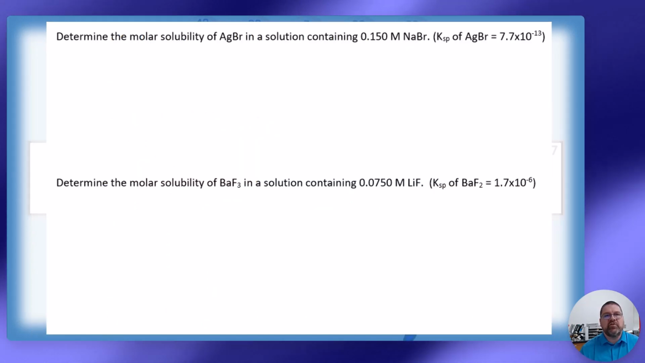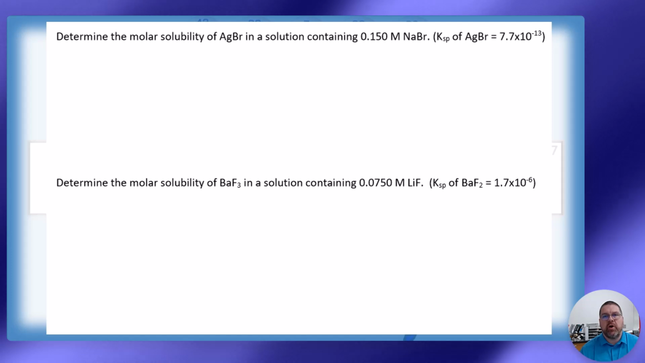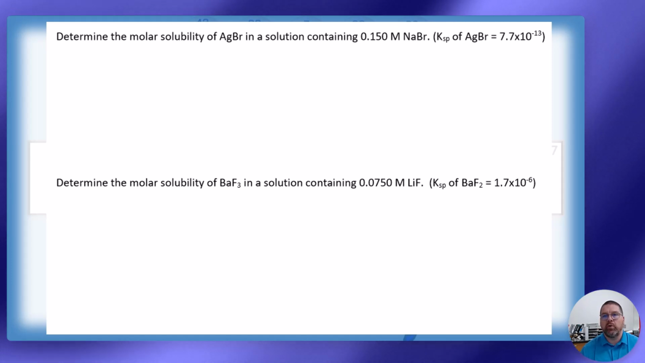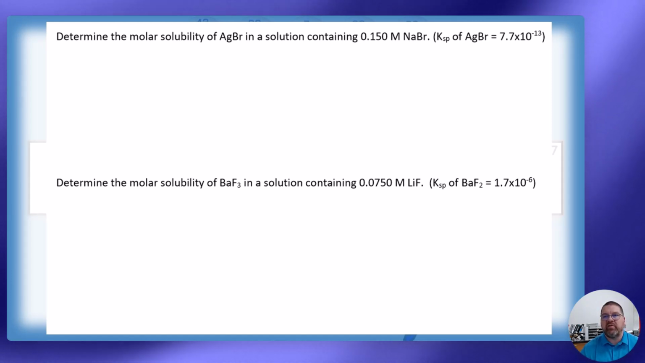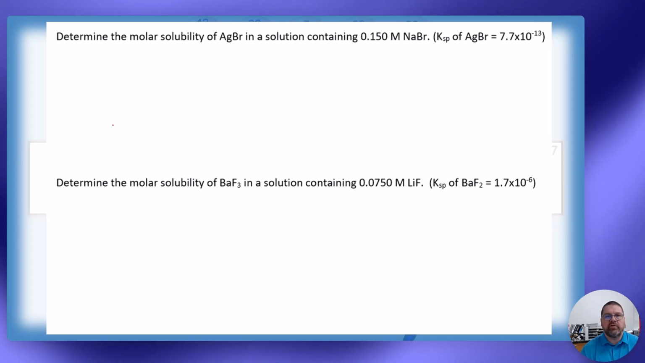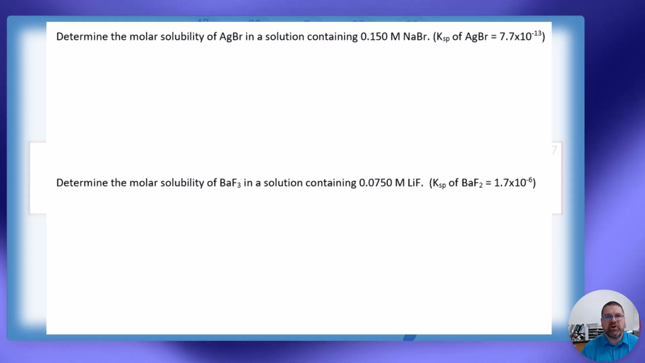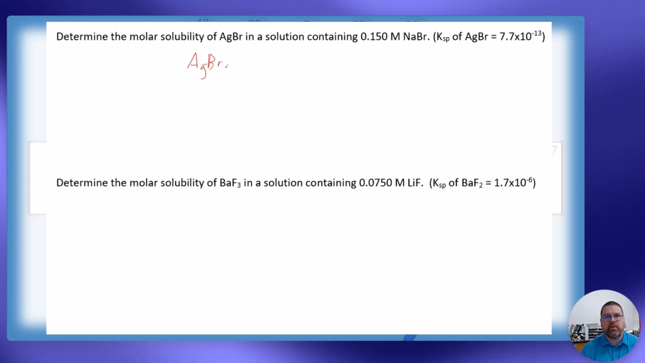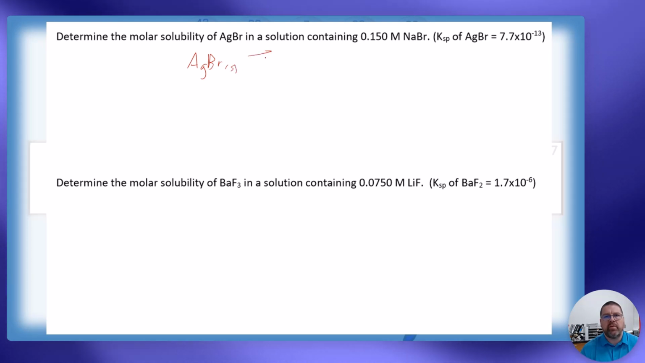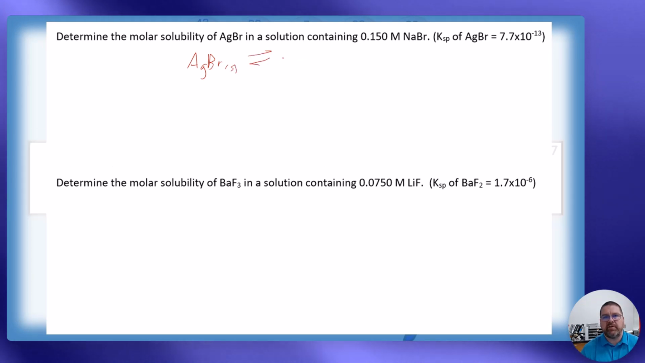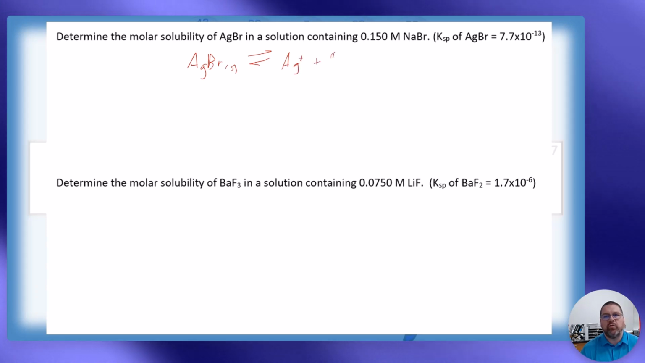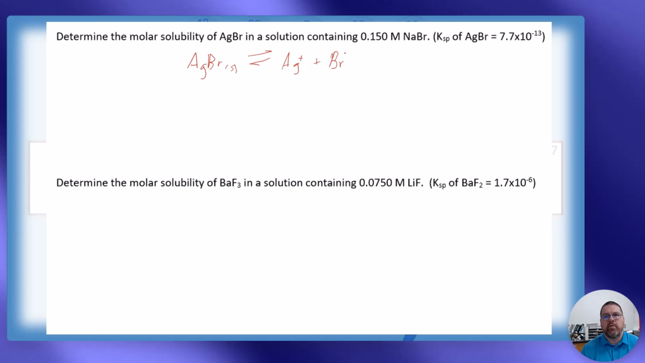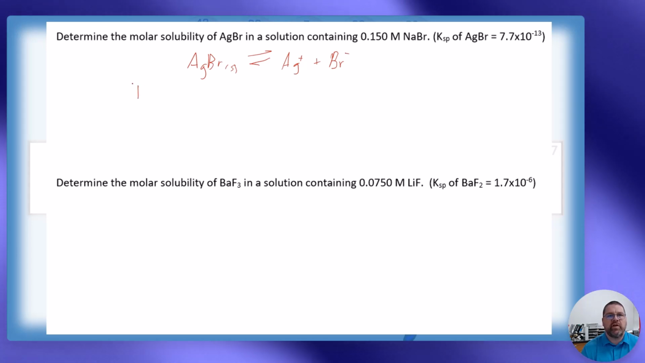All right, so the question is determine the molar solubility of AgBr in a solution of 0.150 molar sodium bromide. We've got the Ksp of AgBr, and that's 7.7 times 10 to the minus third. So we're going to start by writing our expression for the silver bromide. So we're going to have AgBr solid in equilibrium with, I apologize for the slant here, silver plus, bromide minus, and we'll set up our ICE table.